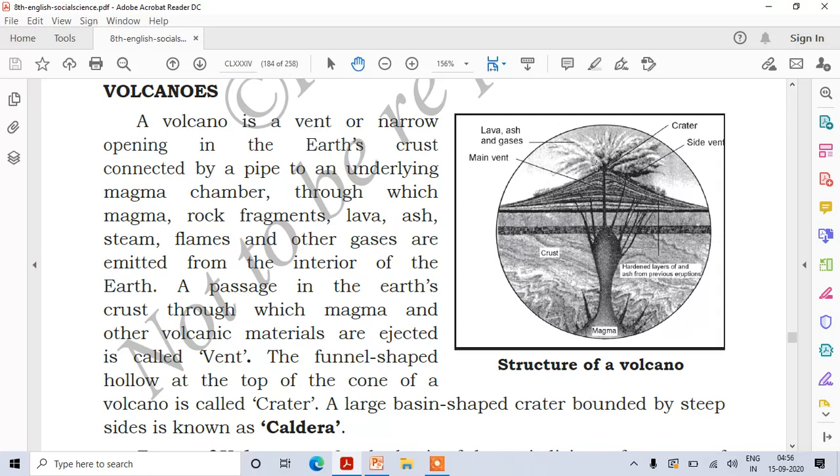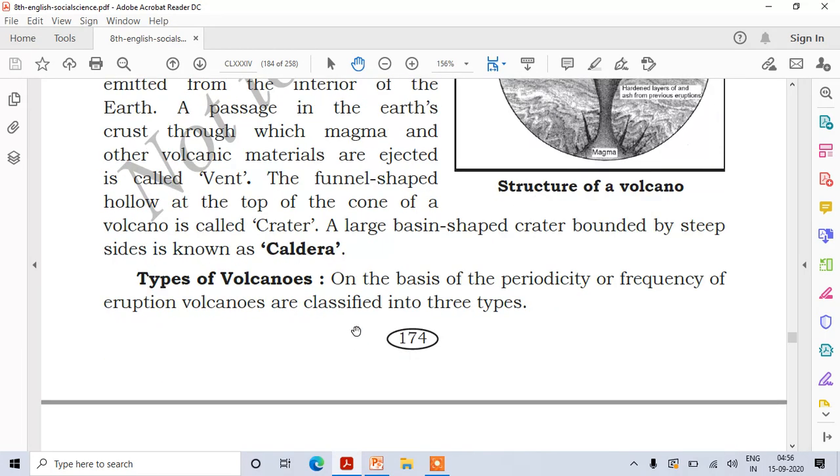The funnel-shaped structure like a cone is called the crater. A large basin-shaped crater bounded by steep sides is called the caldera. One more structure is not given in the diagram of the caldera. It is a basin-shaped crater, like a crater only, but the shape will be like a basin, bounded by steep sides. That is called caldera. So you can mark these things in your textbook.